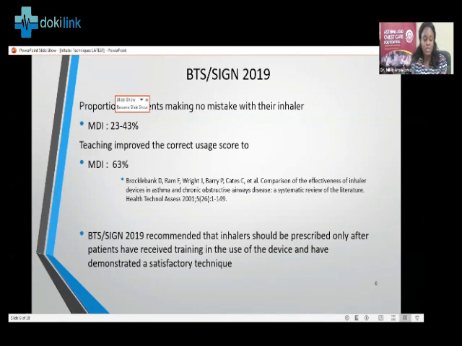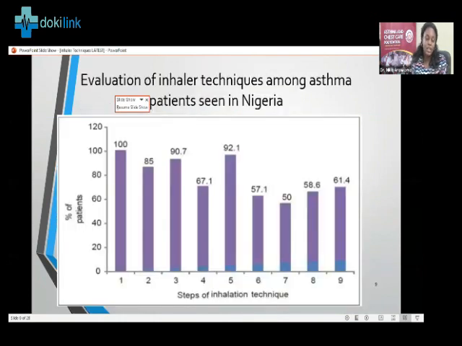As a result of this, the British Thoracic Society, as well as the Scottish Intercollegiate Guidelines Network, in 2019, recommended that inhalers should only be prescribed after patients have received training in the use of the device and have demonstrated a satisfactory technique. Now, in Nigeria, a study was also done by Oyedo et al. on the evaluation of inhaler techniques among asthma patients seen in Nigeria. And surprisingly, only 50% of patients on inhalers used their inhalers correctly.